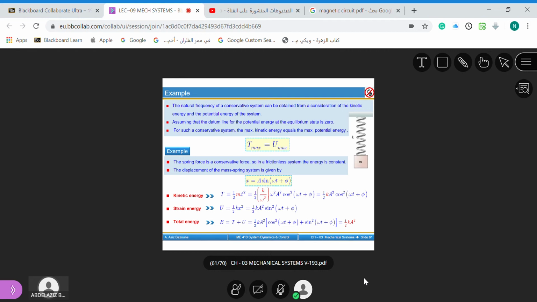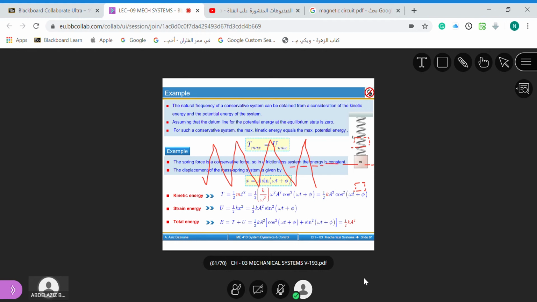So here we go: the maximum potential energy is equal to the maximum kinetic energy. What does this mean? T max is equal to U max. It means that this spring is moving between 2 positions. If this is the equilibrium position, the mass can come here and go up to here. So when it vibrates, it will go between the upper and lower limits. It will be vibrating between the 2 limits.